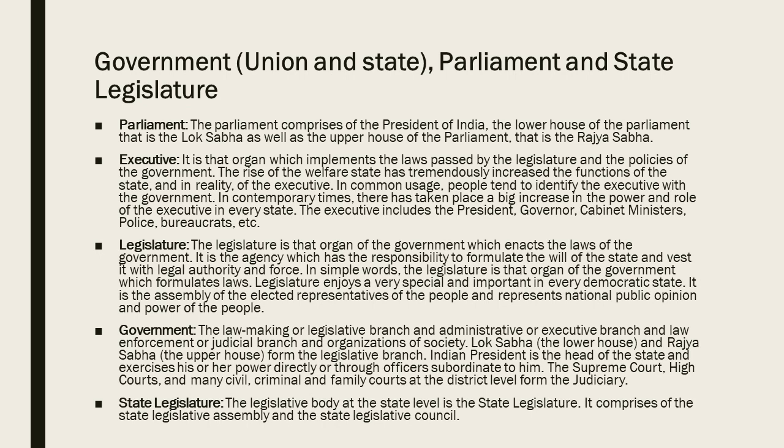Common examples people tend to identify as the executive are the president, the governor, the cabinet ministers, police, bureaucrats. Then the legislature. So legislature is the organ which is enacting these laws. So executive is implementing these laws, and legislature is enacting these laws.